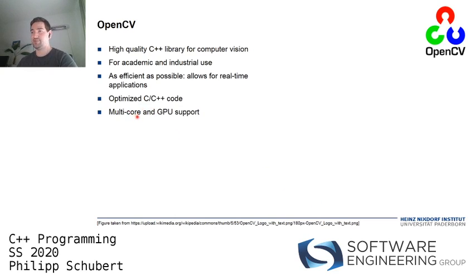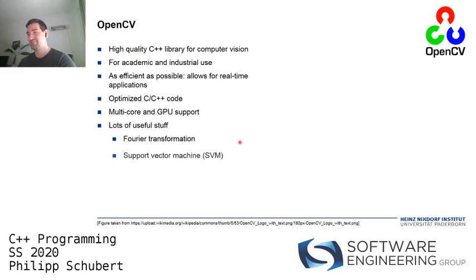It also has support for multi-core and GPUs. So if you have a GPU, many codes have been designed so that they detect whether you have a GPU, and if they can run on a GPU, they will run on the GPU rather than on your ordinary central processing unit, the CPU. Lots of useful stuff. So you can do a Fourier transformation, which is really a pain to implement. So I would not be willing to implement that myself. So luckily there exists such a library here.